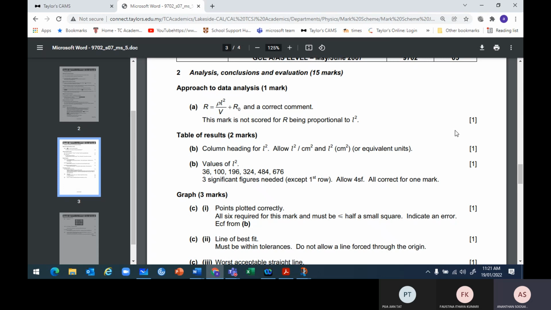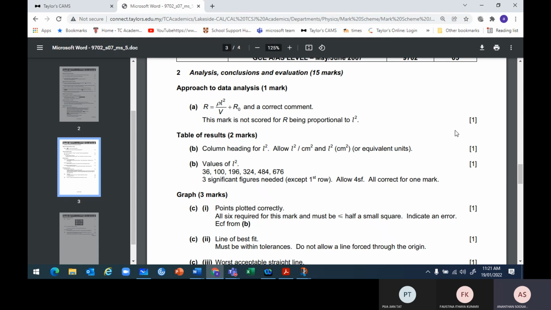Next mark, 1 mark, check the column heading L squared / centimeter squared. This also we discussed, the units of L squared / centimeter squared. So heading, 1 mark. Next, value of L squared, we already discussed, should be correct. If all the readings are correct, then you get 1 mark.